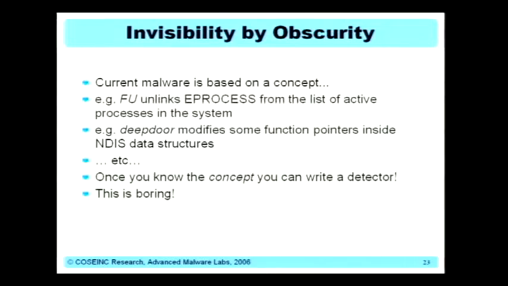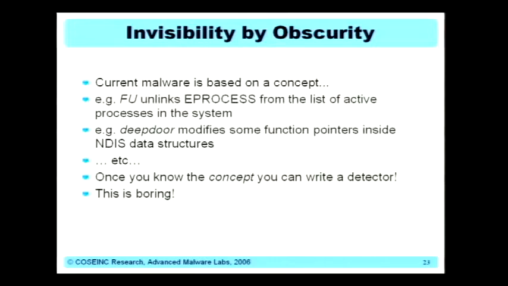But once we know the algorithm, once we know the concept of the rootkit, we can always write a detector. Sometimes we have problems with the reliability of those detectors for different reasons. But theoretically, once we know the concept, it's trivial to write a detector. So, for example, DeepDoor, the rootkit I presented half a year ago, modified some NDIS data structures, some function pointers inside data structures. But again, once we know which pointers are modified, we can detect it.